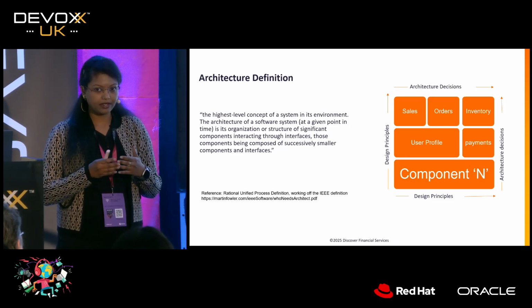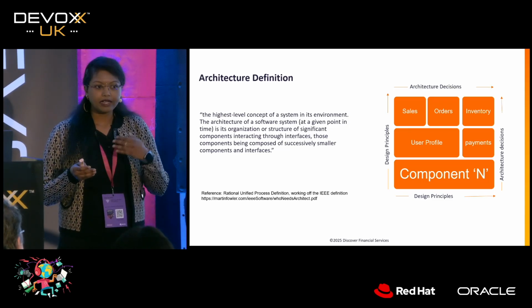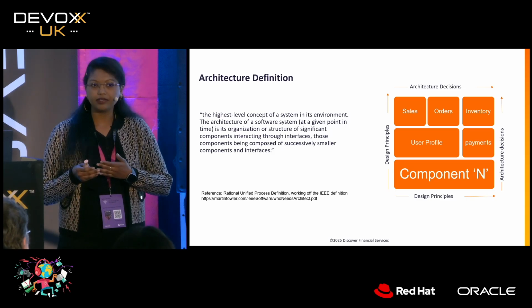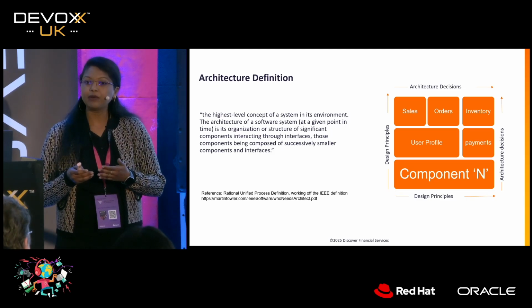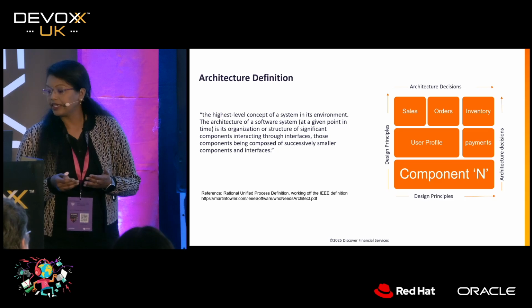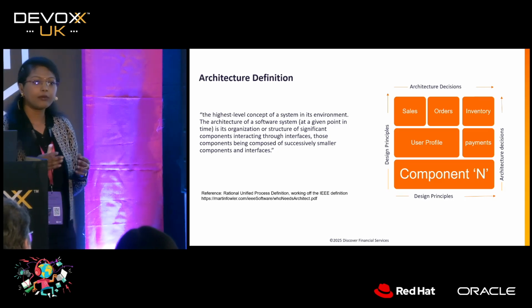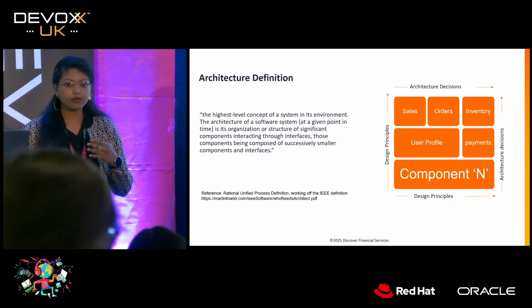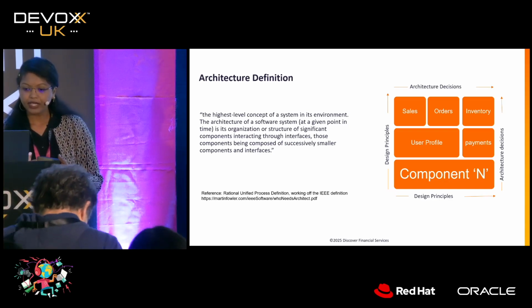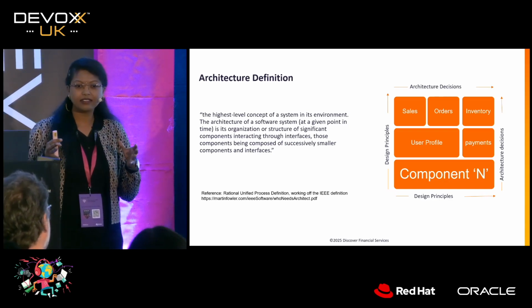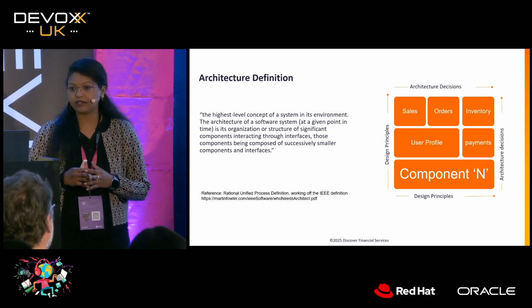And how do they interact? They interact via various interfaces. It could be via APIs, or if it is a batch component, it could be via files, or it could even be event-driven, via event models. So there are various interfaces between these components for how they can communicate. And this forms the skeleton or the foundation of the system architecture.